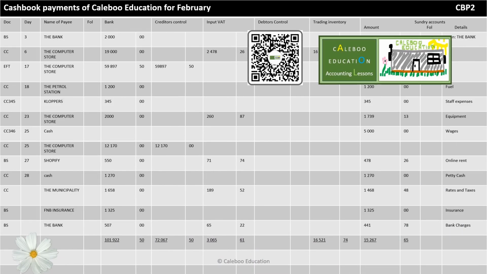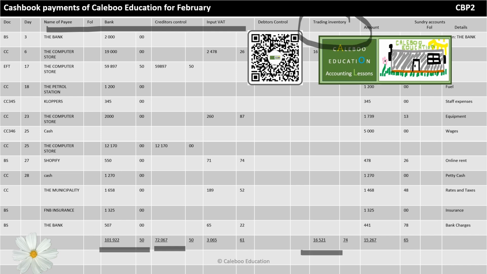This is a completed cash book payments. There you can see the column headings. All the transactions are recorded in the cash book payments, or those transactions that have a negative effect on our bank balance. And yeah, you can see we've bought trading inventory, we've totaled up, we've paid for a whole lot of other expenses, but this is an example of a cash book payments.